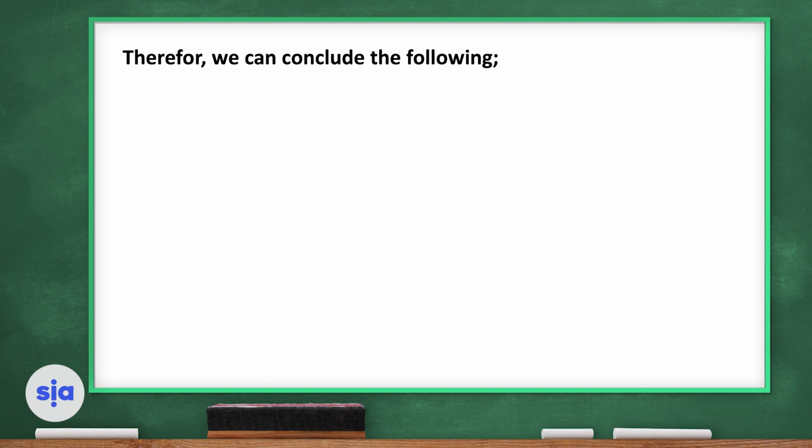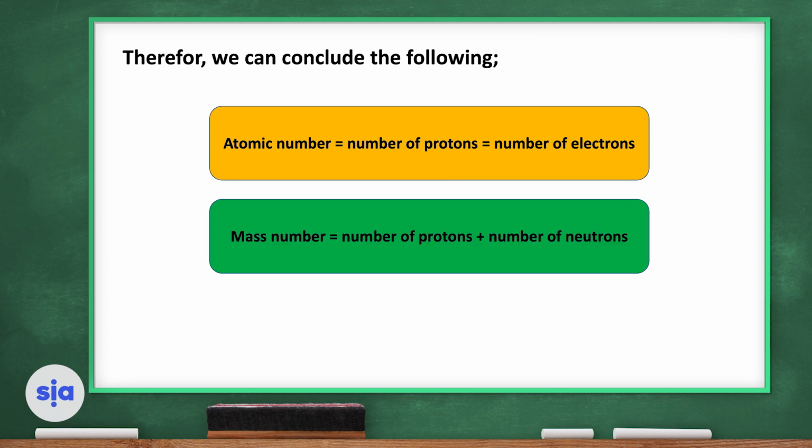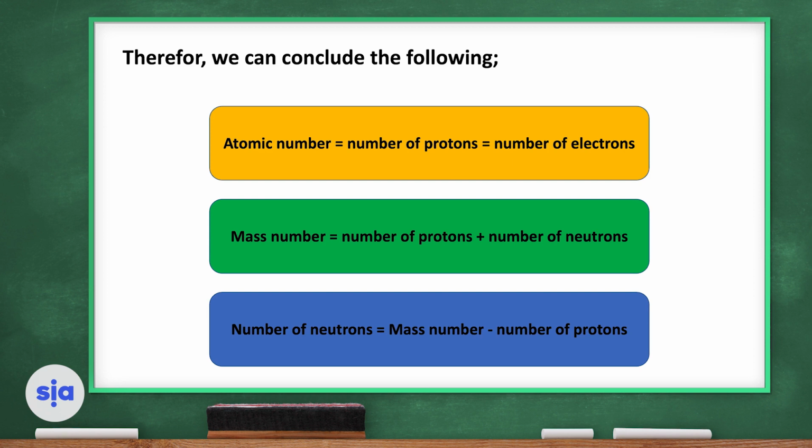Therefore, we can conclude the following. Atomic number equals the number of protons, which is equal to the number of electrons. Mass number equals the number of protons plus the number of neutrons. And the number of neutrons can be calculated by subtracting the number of protons from the mass number.